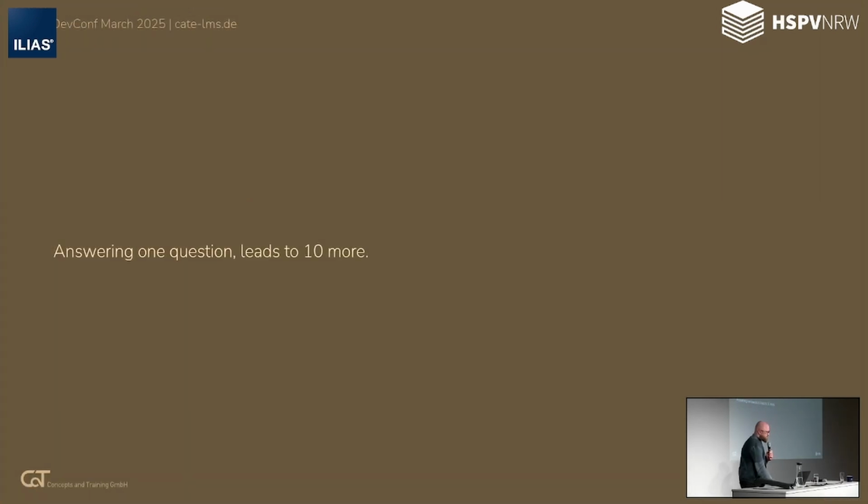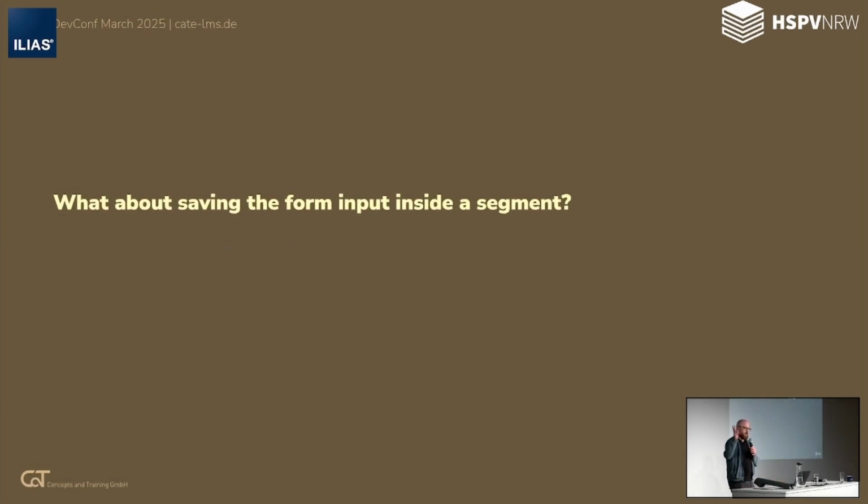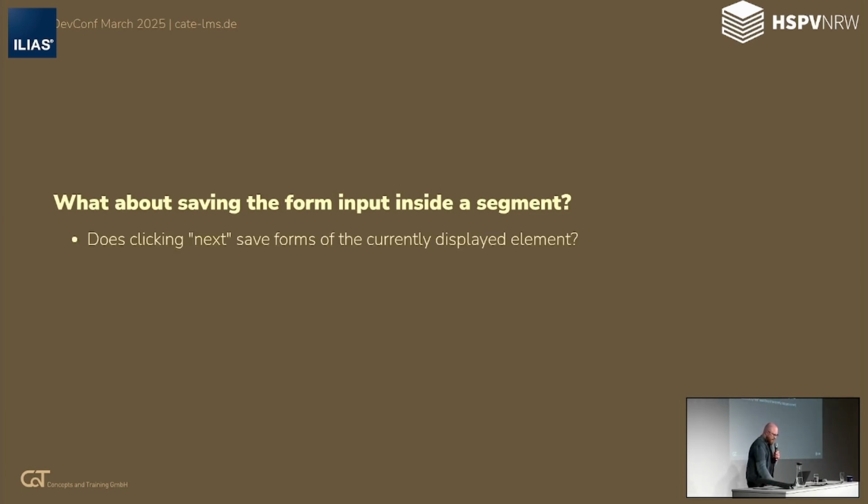And of course, if you answer one of these questions, it often leads to 10 more questions. One example: we have a sequence, and the sequence shows you a form. What happens if you press next? The button says, next, show me the next item. But the problem that arises very early is: is the form saved or not? That was one of the big discussions. The question: does clicking next save the form of the currently displayed element?